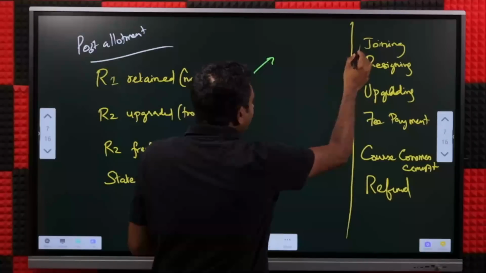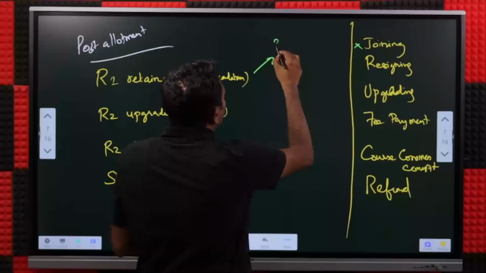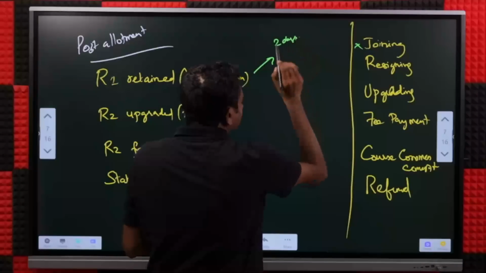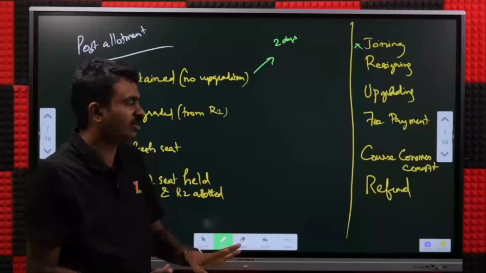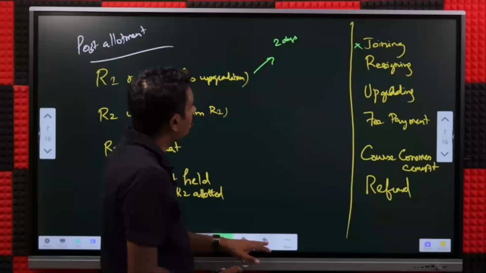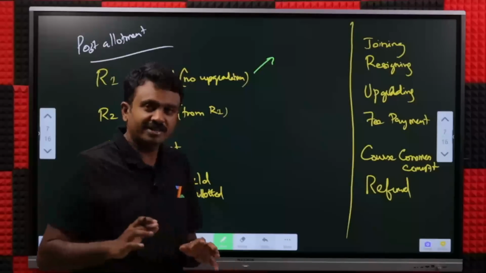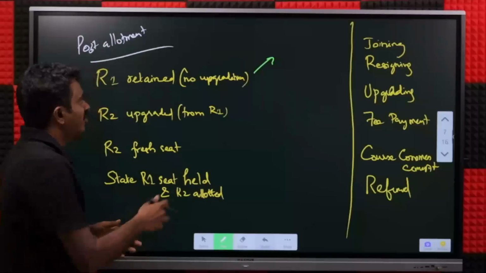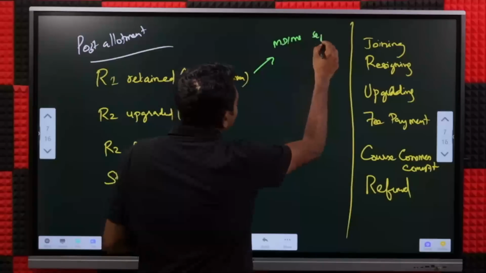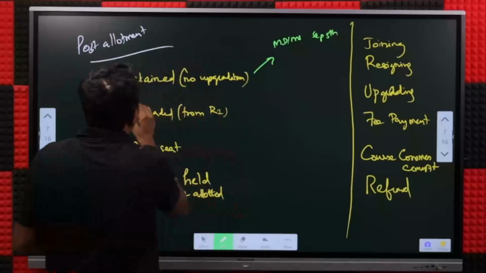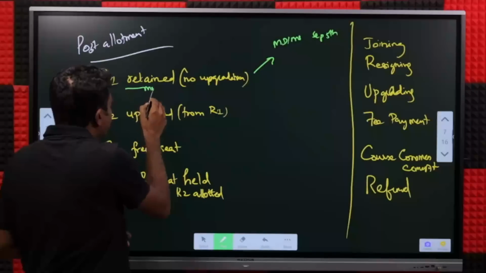So joining formalities, nothing. No 2 days funda here unless you want to resign. There is nothing like you need to go back to the round 2 institute and say that I am joining within 2 days. Nothing like that. You have all the time till the institute calls you. Let us say it is an MDMS institute. They will call you after September 5th only. Correct? R1 retained. This is an MDMS institute.